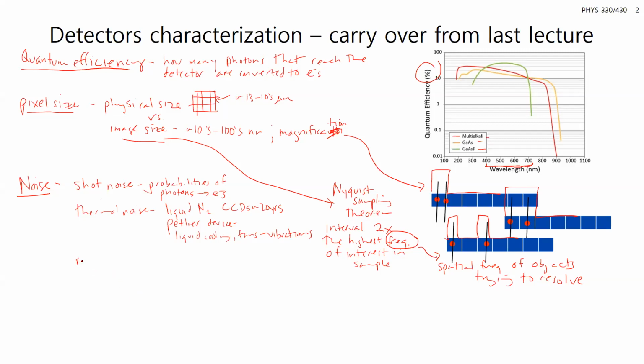Then there's also readout noise and multiplication noise. If you're using an electron multiplying CCD, the fact that you're multiplying, there's some variation in the efficiency of that multiplication. And then readout noise has to do with the electronics.